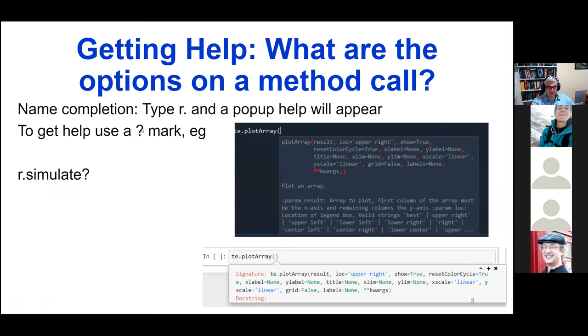The common one that all of them have is a question mark. If you put a question mark after the command, some kind of help will come up. That'll tell you a bit more about how to use it, which is very useful, especially for things like plotting. We've got some plotting functions like plot array, and it's hard to remember what options are available. This will give you all the different options like the title, Y label, and it helps to remind you what you can use in this particular function, plot array. The same happens for other functions too.